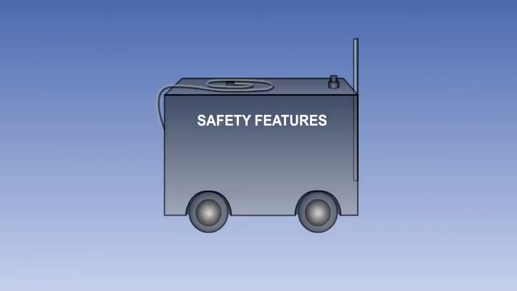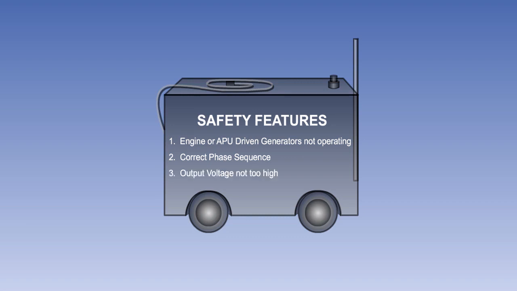The ground power unit circuitry must include automatic protection systems, which will ensure that ground power cannot be connected to the aircraft distribution system if the system is already being supplied by its own generators, that it cannot be connected if the phase sequence of the supply is incorrect, and that it will be rejected and switched off at source if an overvoltage fault occurs.